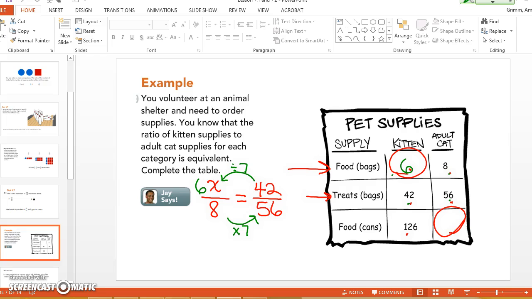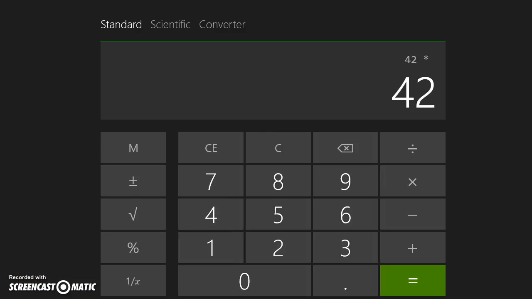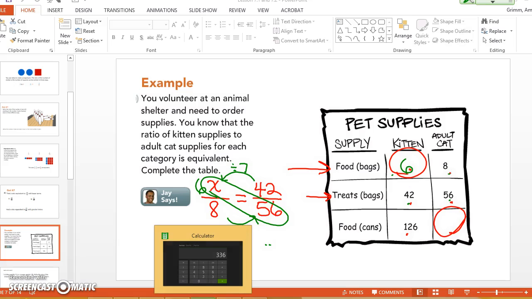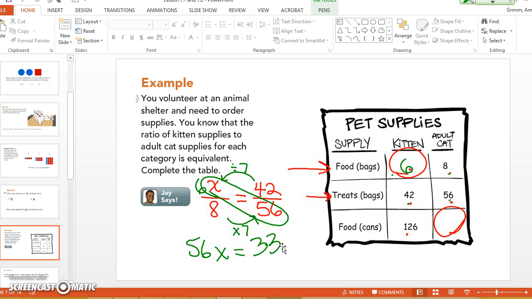Okay, if you don't like that method, then you can crisscross it, right? You can take 56 times x and go 56x, whatever 42 times 8 is. This 42 times 8, 336. Oh, come on, computer. All right, so 336. And then I would divide both sides by 56, and I would still get what? 6. Okay. All right. So let's do the next one.